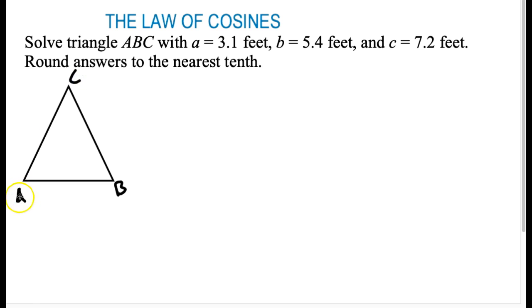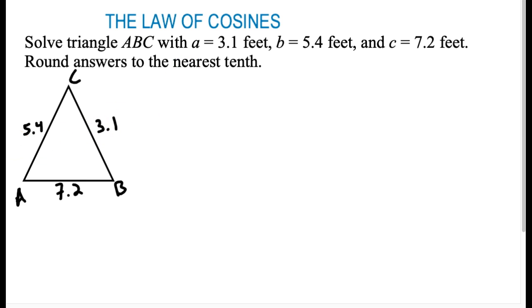So angles A, B, and C, then side A, which is opposite angle A, is 3.1. Side B, which is opposite angle B, is 5.4. And side C, which is opposite angle C, is 7.2. Now, again, we cannot use the law of sines to solve for one of these angles. If we tried to set up a proportion, we would have two unknowns. So we can still use the law of cosines.